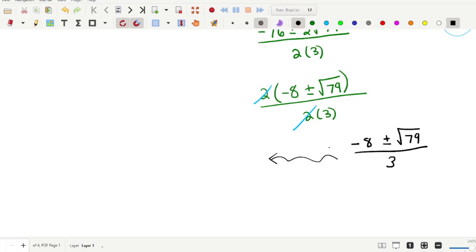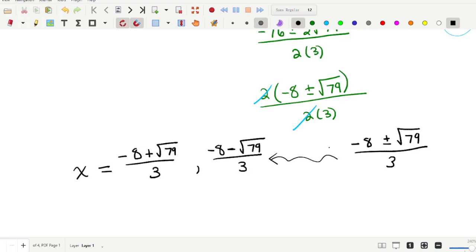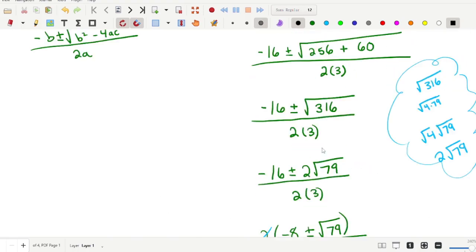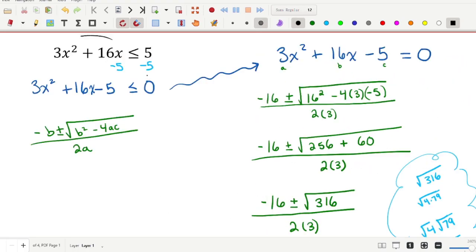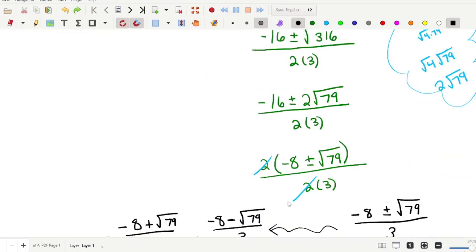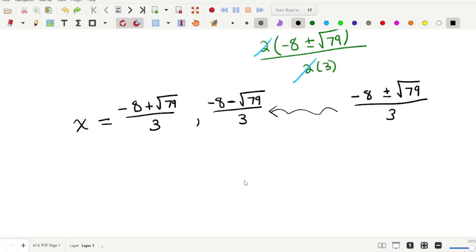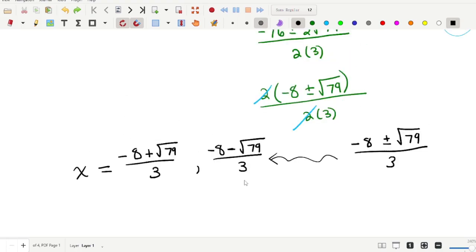And I can separate those as negative 8 plus the square root of 79 over 3, and negative 8 minus the square root of 79 over 3. So x equals these 2 things. And this isn't the solution to our actual problem, because we had an inequality. But these are going to be useful when I draw my number line and figure out where my values are supposed to be.